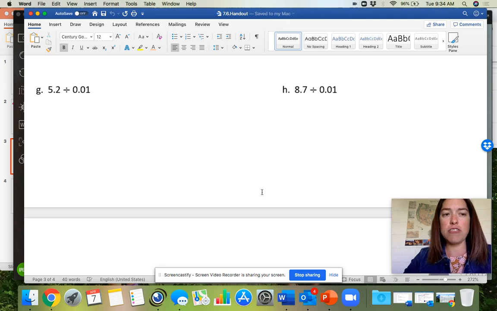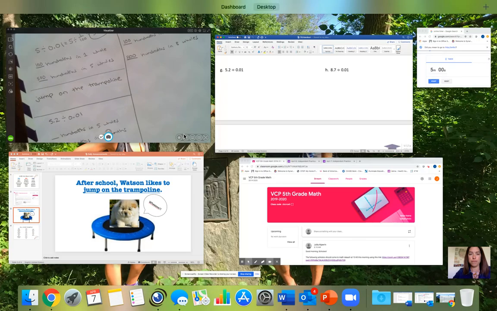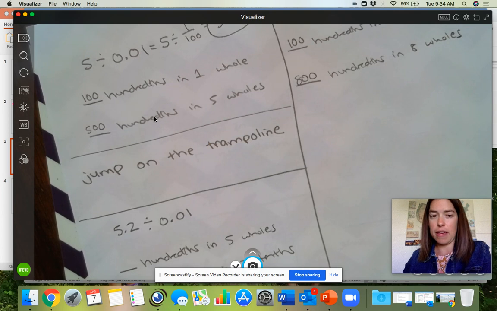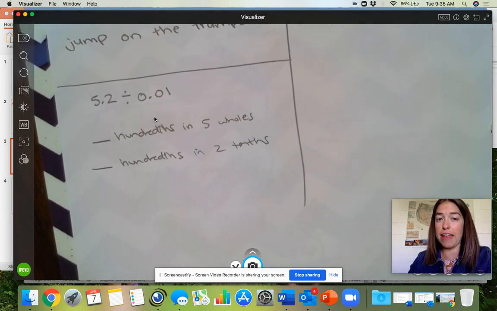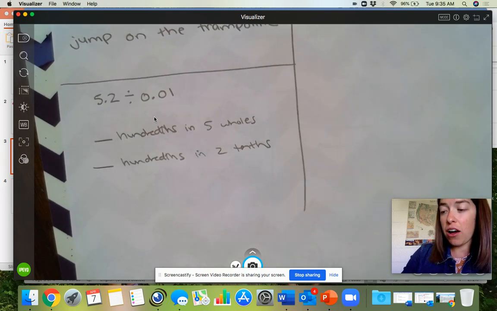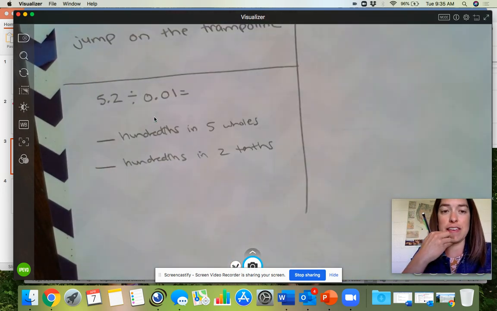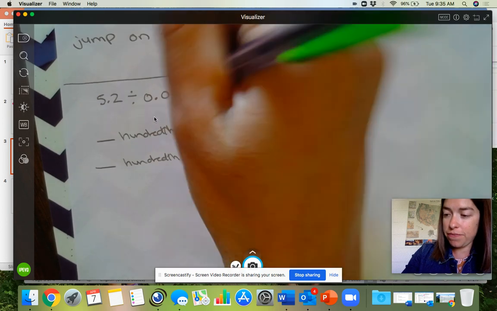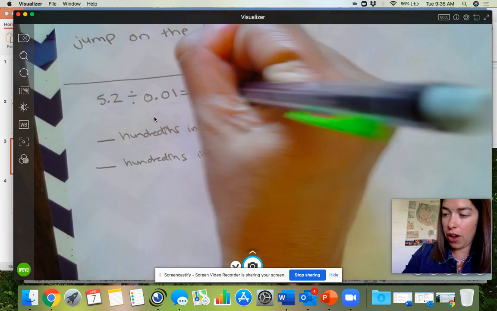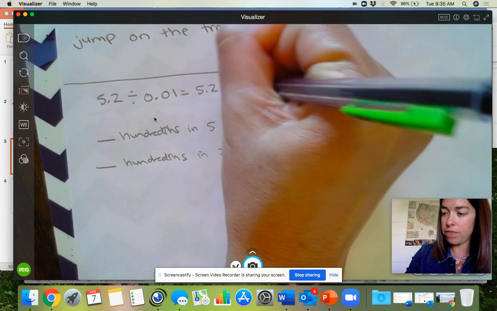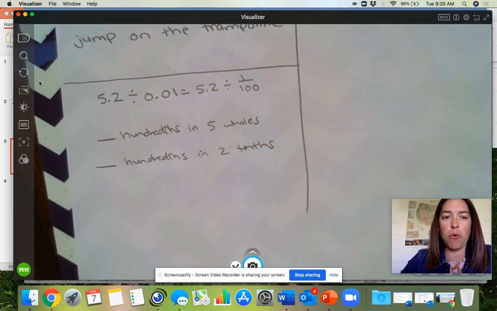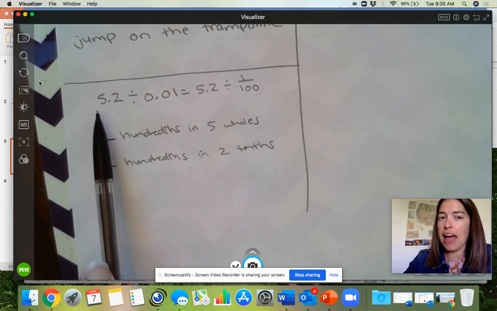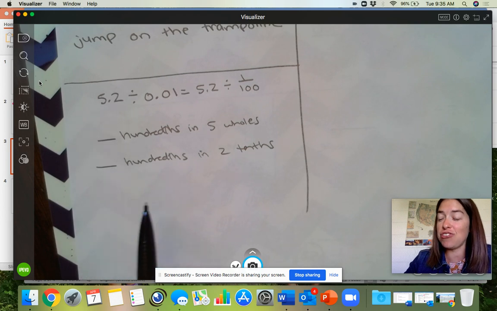All right, looking at just letter G, this is how I set mine up. I'm looking at 5 and 2/10, but I want to know how many hundredths that is. So I can rewrite it as division using a fraction. I know in order for me to figure this out, I'm going to need to know how many hundredths are in 5 wholes, and then how many hundredths are in 2/10.